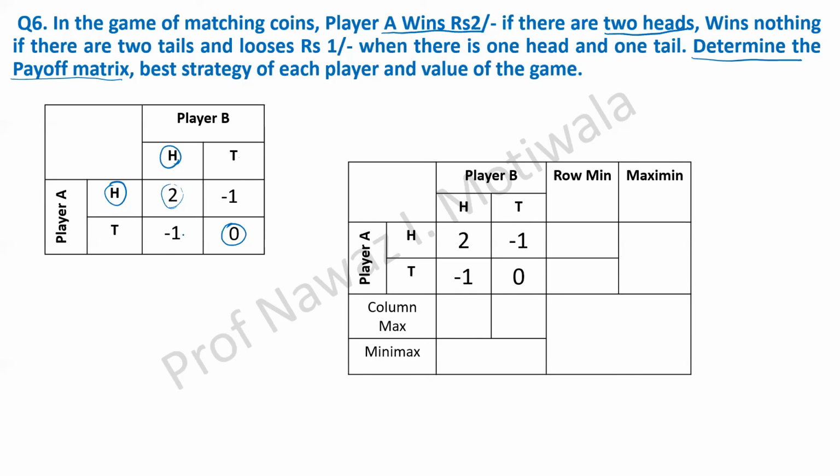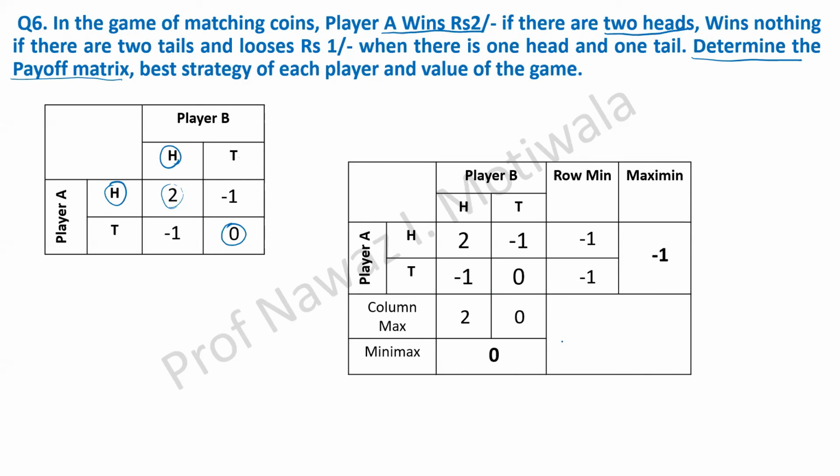From the first row, the minimum value is -1. Second row, minimum value is -1 again. The minimum values are the same, so the answer will also be the same. Maximin is equal to -1. And from column maximum, from the first column the answer will be 2. From the second column the answer will be 0, and minimax will be 0.